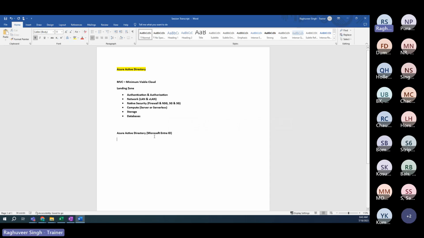What Microsoft is saying is that we are adding more capabilities to it. This is not only a directory service, this is also a security service. So we came up with this name, but I don't get the sense of this name. So this is Azure Active Directory, which we use for authentication and authorization.